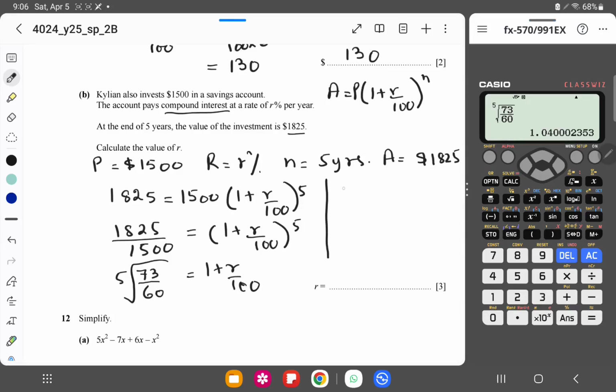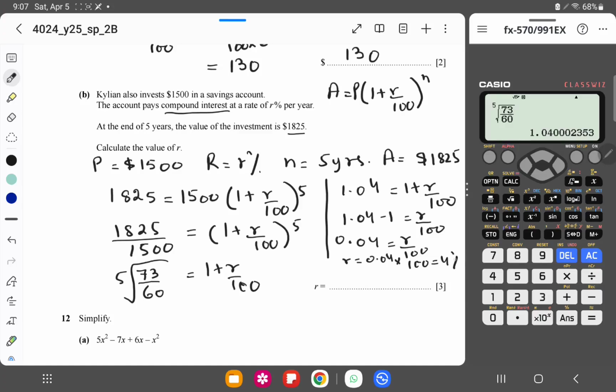So 1.04 is equal to 1 plus R over 100. 1.04 minus 1 is R over 100. 0.04 is equal to R over 100. Then R is equal to 100 times 0.04, which is 4%. 4% is the rate which was required in this question. Okay.